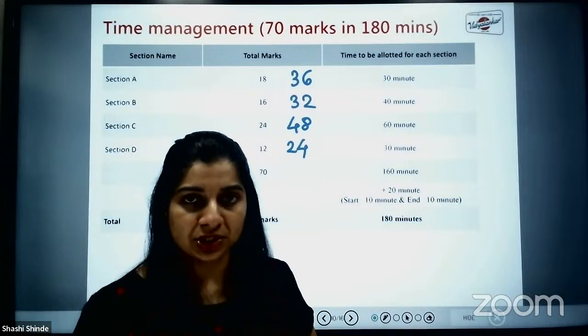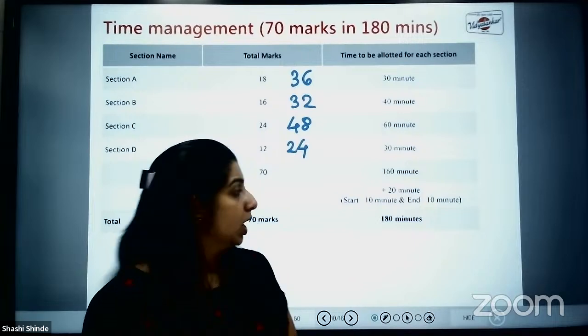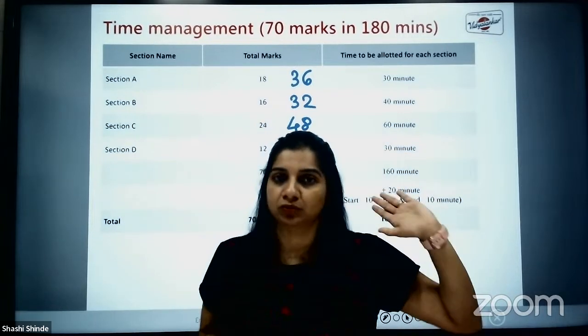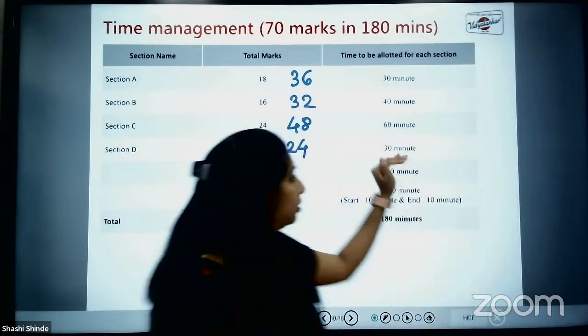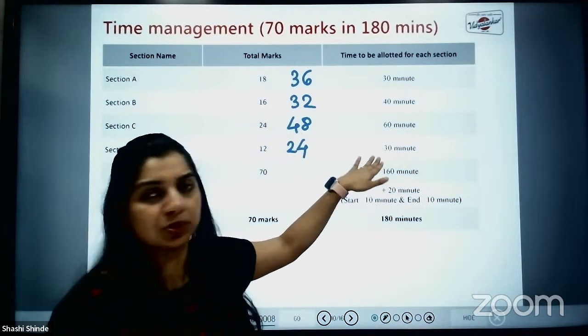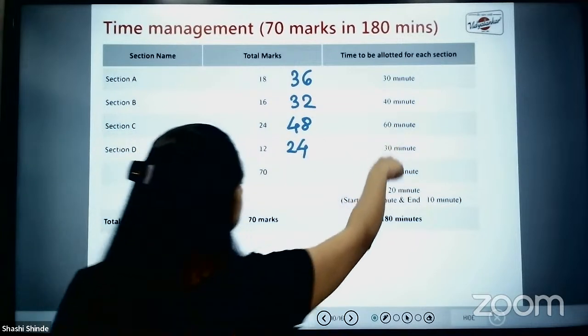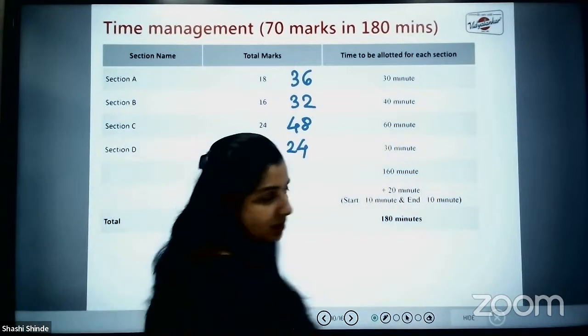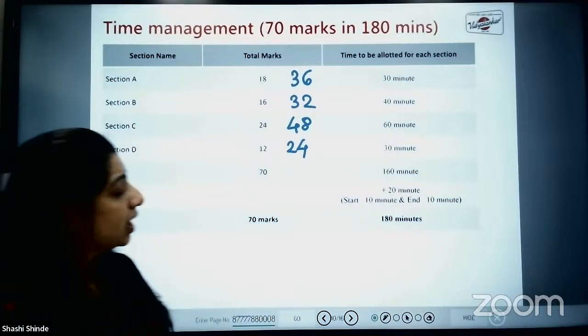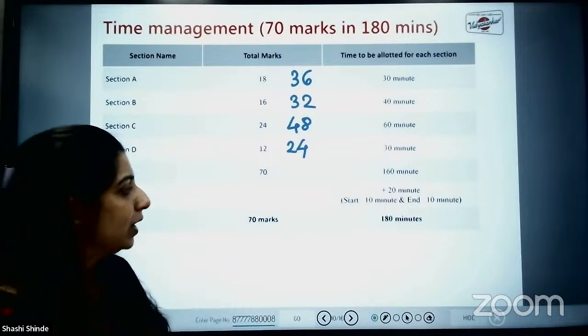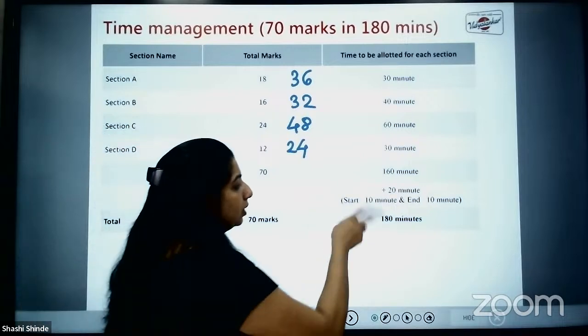For 3 questions, 4 marks each, we will give 30 minutes. 10 minutes per question, 4 marks each. So 10 minutes will be given to each question, 3 questions, 30 minutes. If you calculate this time, it is a total of 160 minutes. Fine. Still, you will have 20 minutes. Those 20 minutes you will divide into 2.